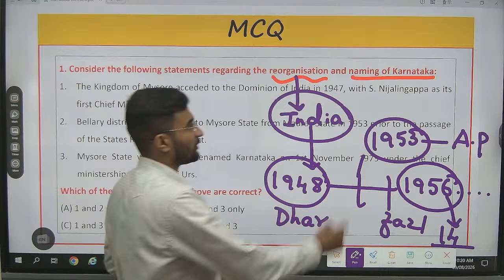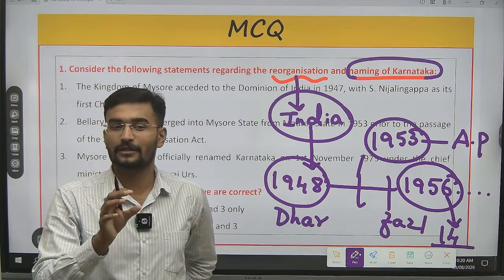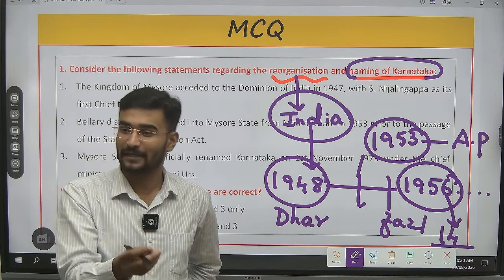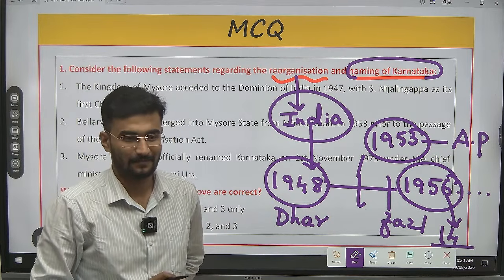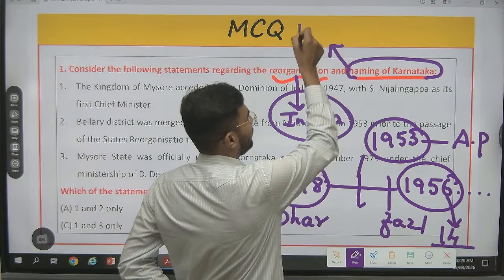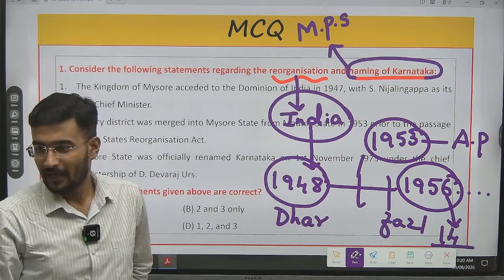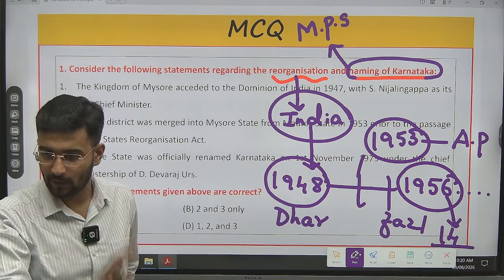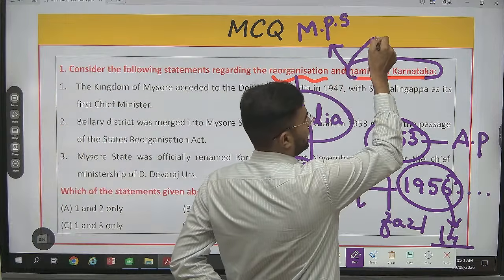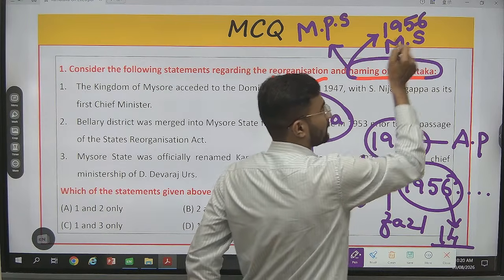Second one we should know here is the naming of Karnataka. There are three important names. First, Mysore princely state, second, state of Mysore, and the third, Karnataka. Before 1956, there was the Mysore princely state, and that was integrated into the Indian Union as a dominion, not as a completely independent one, as a dominion. But after 1956 we call it Mysore state.